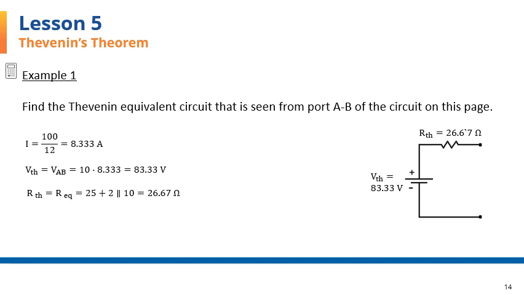Here's the equivalent. Thevenin voltage of 83.33 volts in series with the Thevenin equivalent resistance of 26.67 ohms. And of course, these are the points A and B.